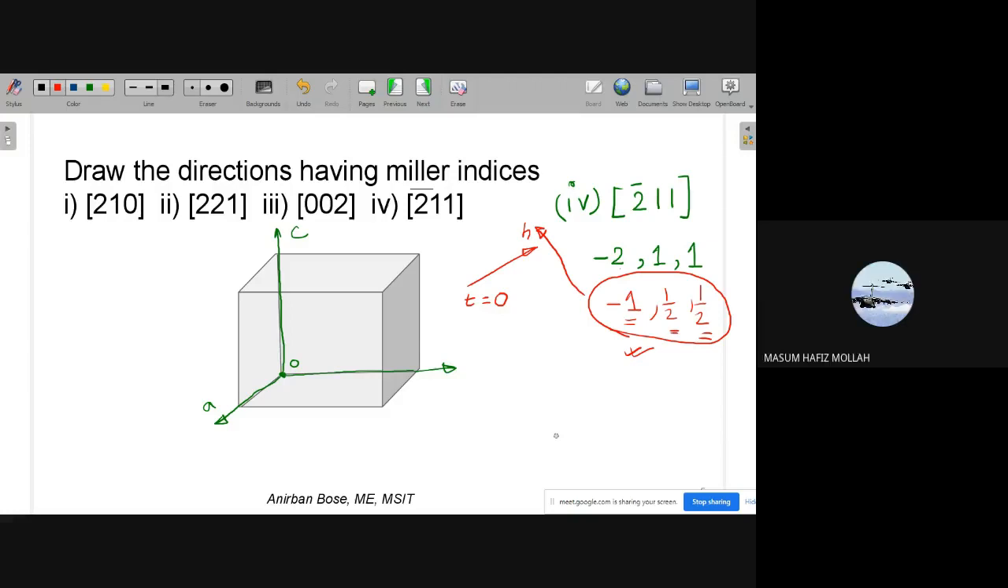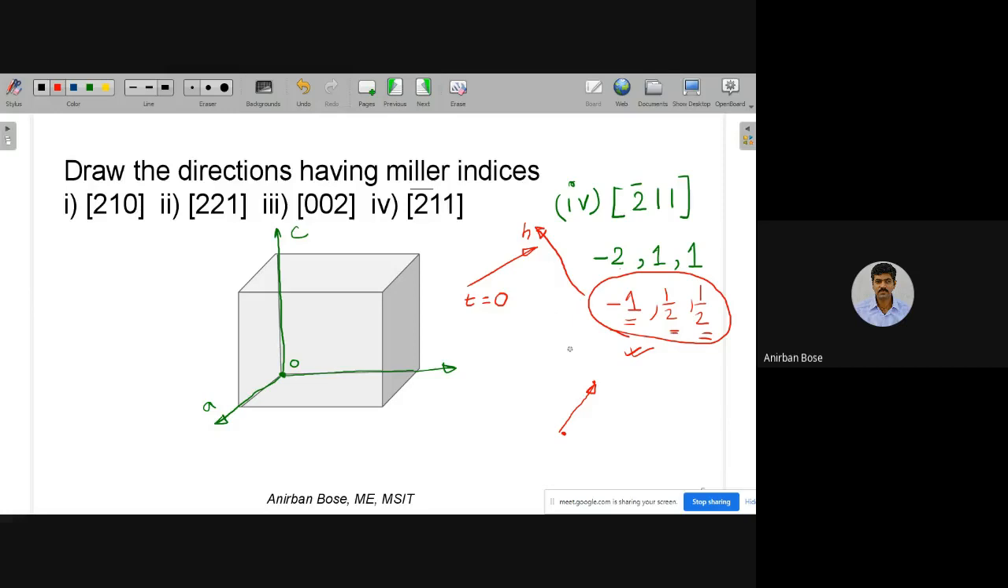Okay. Clear, sir. Okay. Now, here you see, if you try to plot this point, -1, half, half, this is very simple. Now you have to plot the position coordinate of the head, you have to plot the tail, and you just simply connect and put the arrow on the head. This is the work that is remaining.